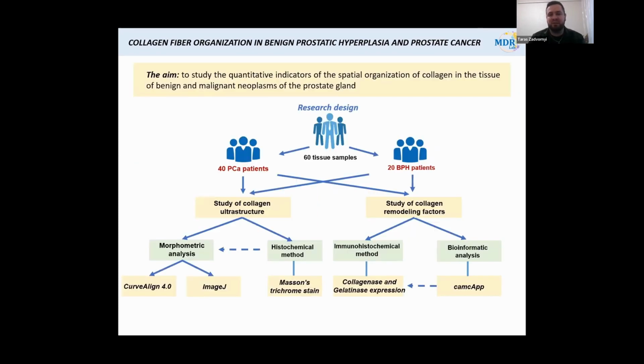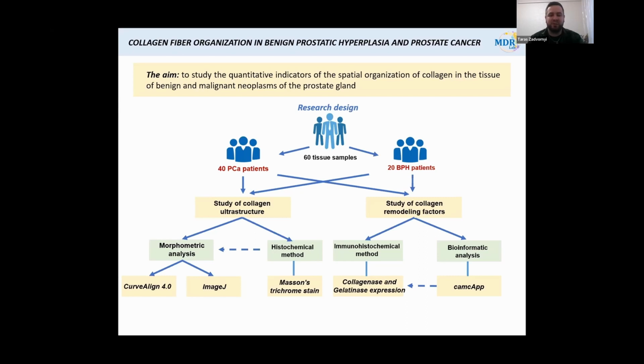Our investigation aimed to study the quantitative indicators of the spatial organization of collagen in the tissue of benign and malignant prostate glands. And as you can see on the slide, our work is based on the study of 60 tissue samples from 40 patients with prostate cancer and 20 patients with benign prostatic hyperplasia, who were treated at the National Cancer Institute, Kyiv, Ukraine, from 2015 to 2020.